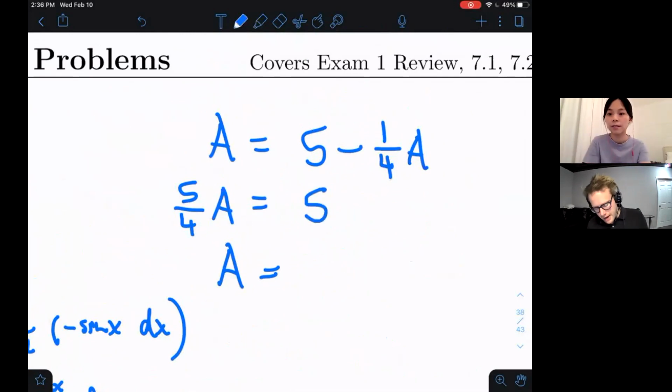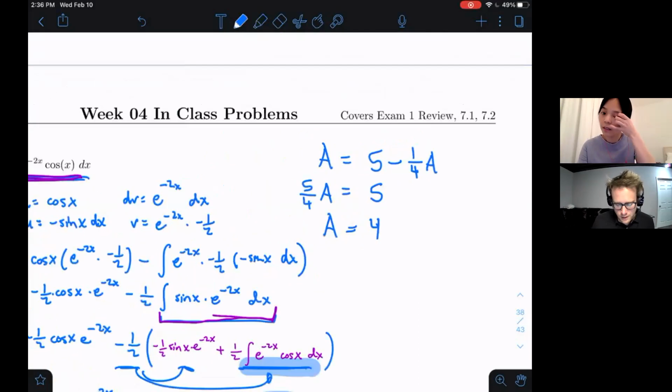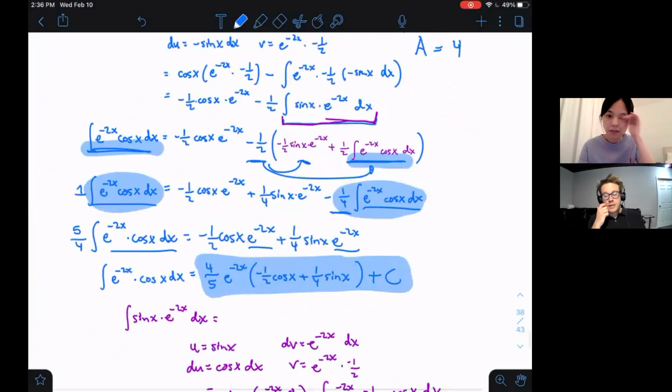And now let me update my answer. My answer would be 4, right? Because I need to multiply by this 4/5. And so things cancel a little bit. So yeah, rearrange, combine like terms. Even though your like terms are very interesting and weird like terms, it all works out.